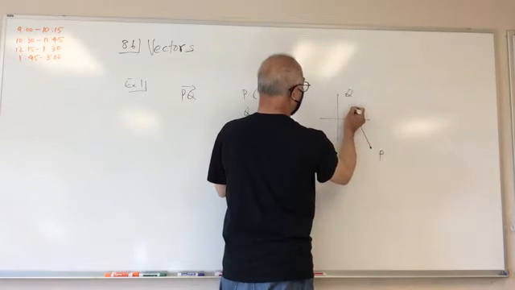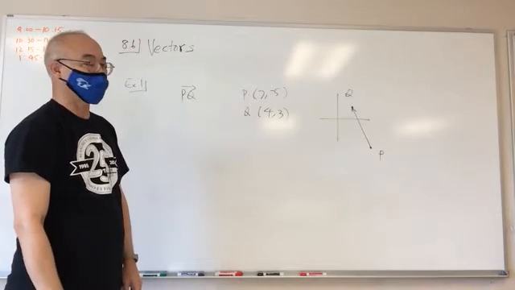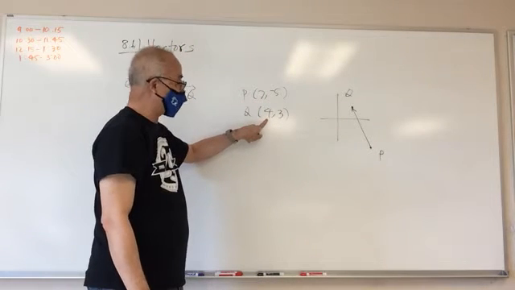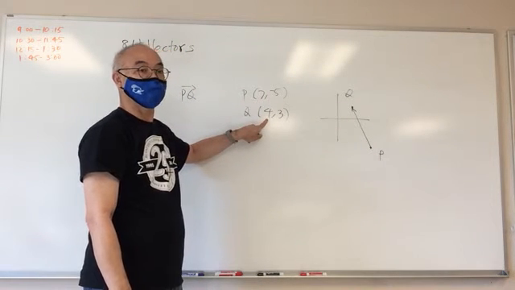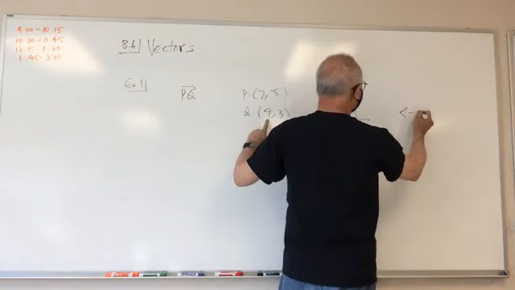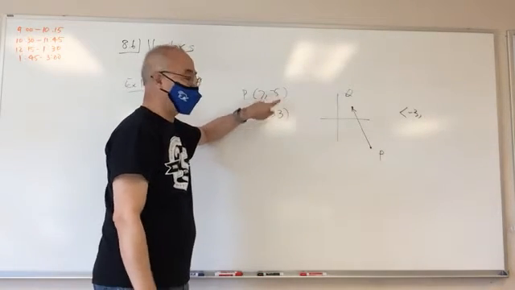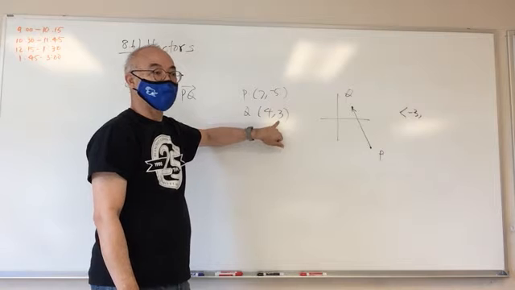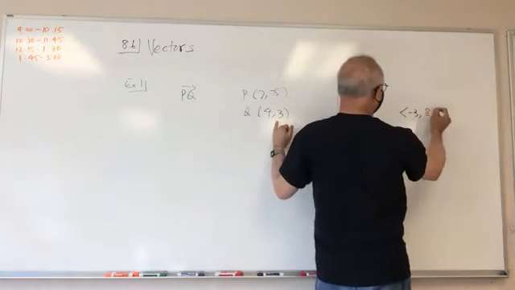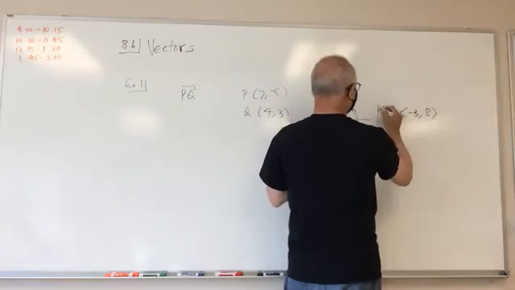From P to Q, how much did I go in the X direction? In the X direction, I started at 7, and then I went to 4. So I went negative 3, right? So in the X direction, it's going to be negative 3. In the Y direction, I went from negative 5 to 3. So I went up how much? 8, right? 8. So that'd be your answer. But this would be PQ.